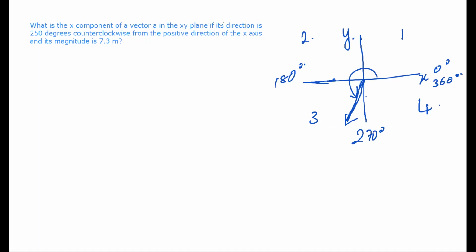And now from the positive x direction, its magnitude is 7.3 meters. So the magnitude A is equal to 7.3 meters. The angle theta or phi, whatever you want to call it, is 250 degrees. So what is the x component?